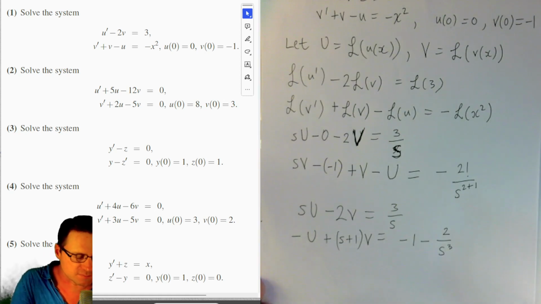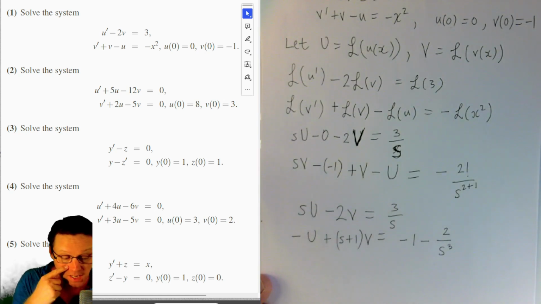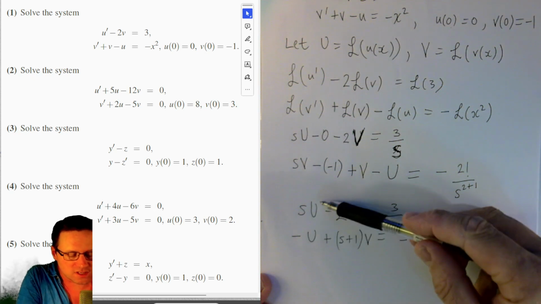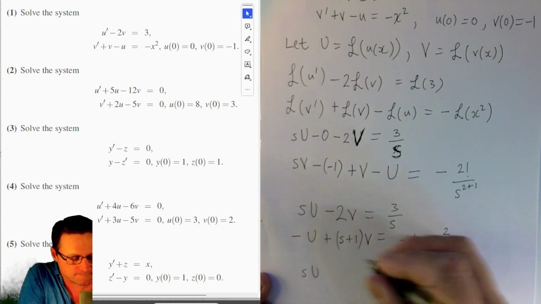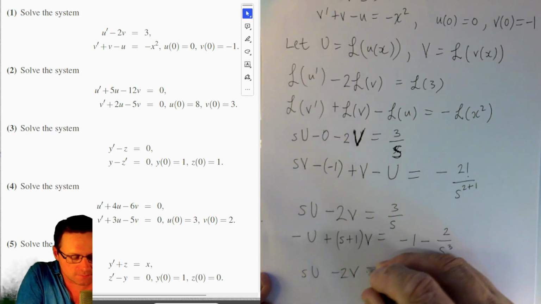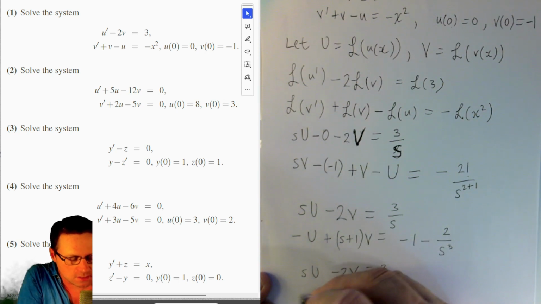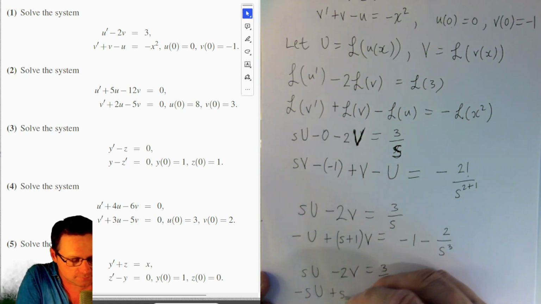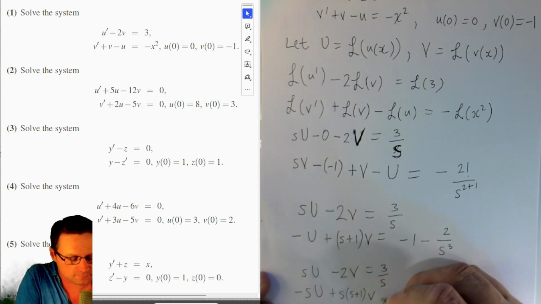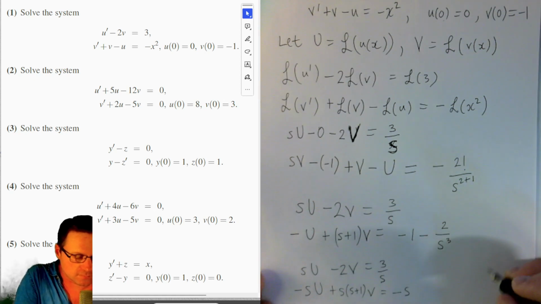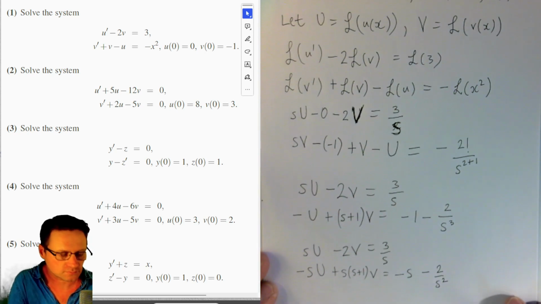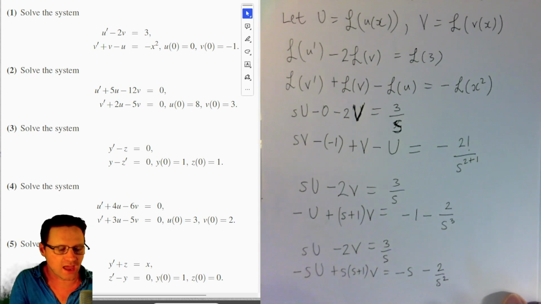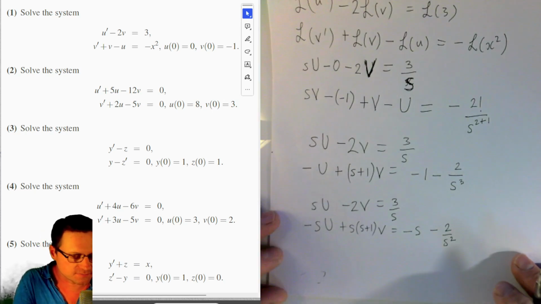So to do that, let's multiply our second equation by s, so that we can make these U's vanish when we add the two equations. So I'm copying down the first one, and I'm multiplying the second one by s. We have minus 2 over s squared. Okay, great.